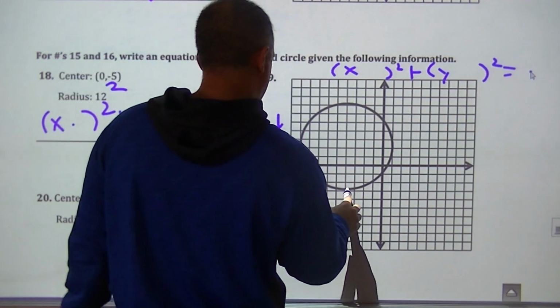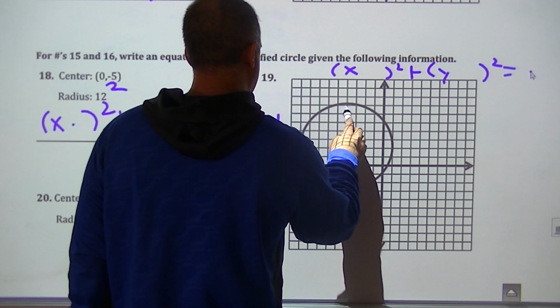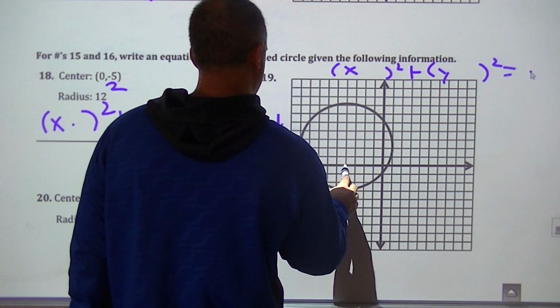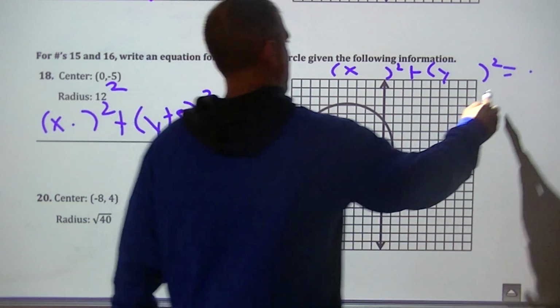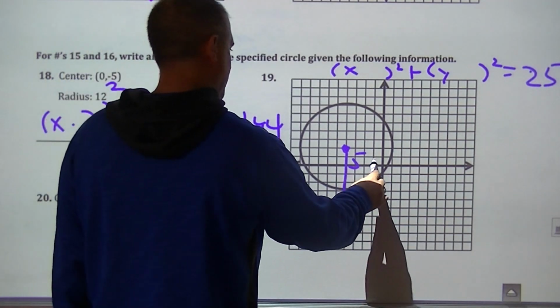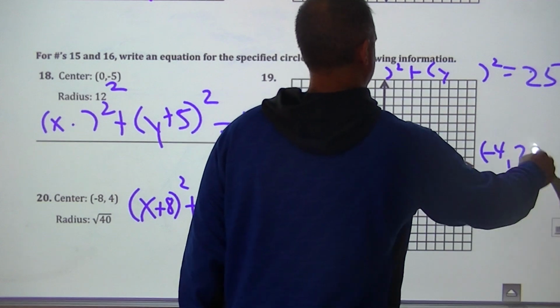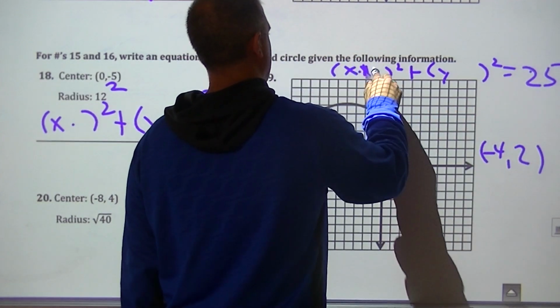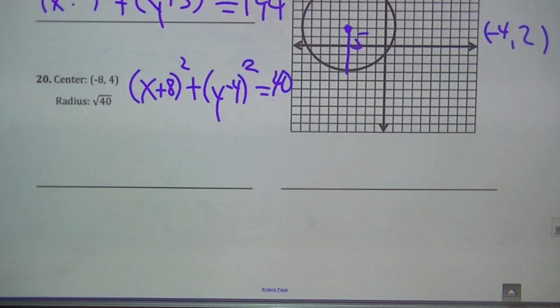If I count in 1, 2, 3, 4, 5, 6, 7, 8, 9, 10, so 1, 2, 3, 4, 5, this would be a radius of 5, which would make that 25. My center is at negative 4, positive 2, so x plus 4, y minus 2. Okay, and I think that's it for that.